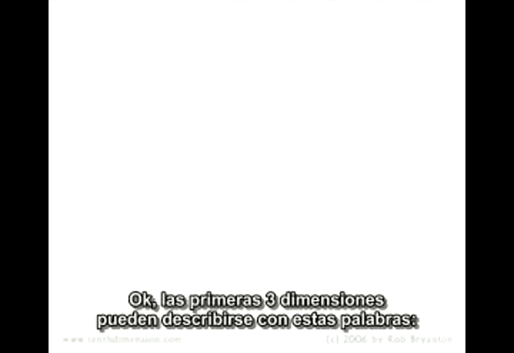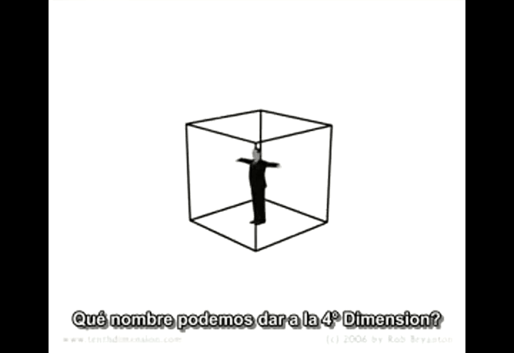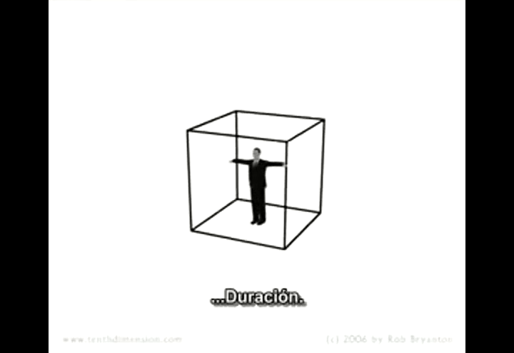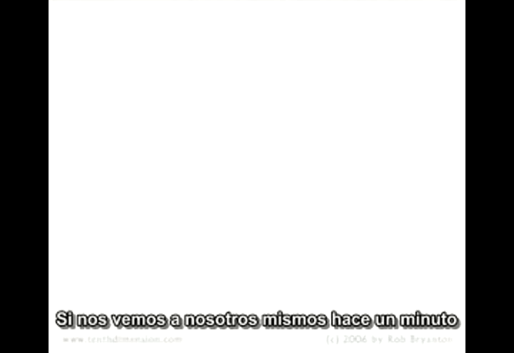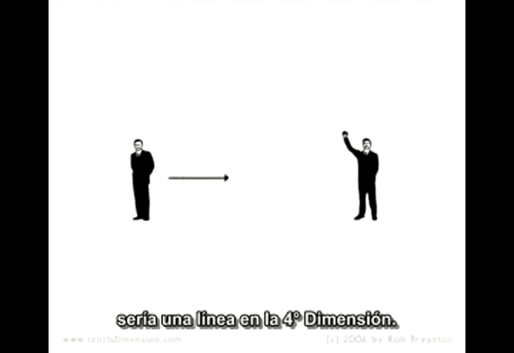Okay, the first 3 dimensions can be described with these words: length, width, and depth. What word can we assign to the fourth dimension? One answer would be duration. If we think of ourselves as we were 1 minute ago, and then imagine ourselves as we are at this moment, the line we could draw from the 1 minute ago version to the right now version would be a line in the fourth dimension.